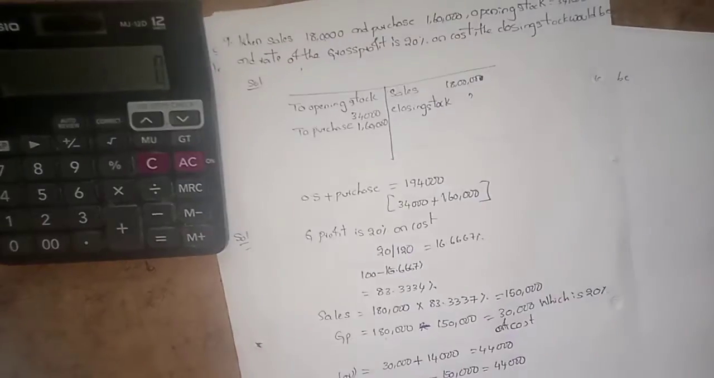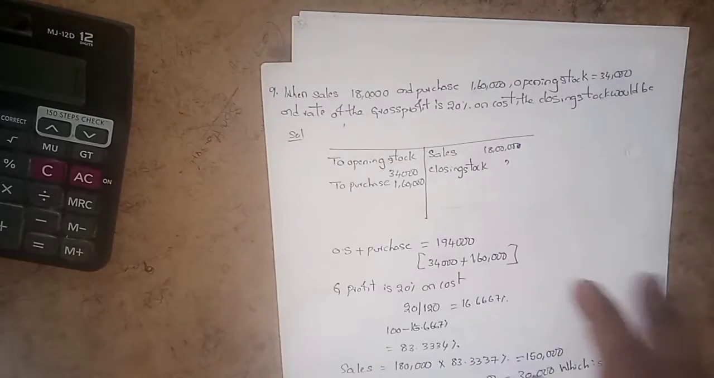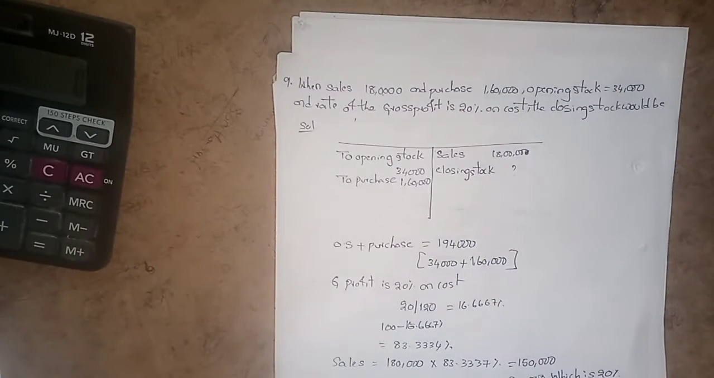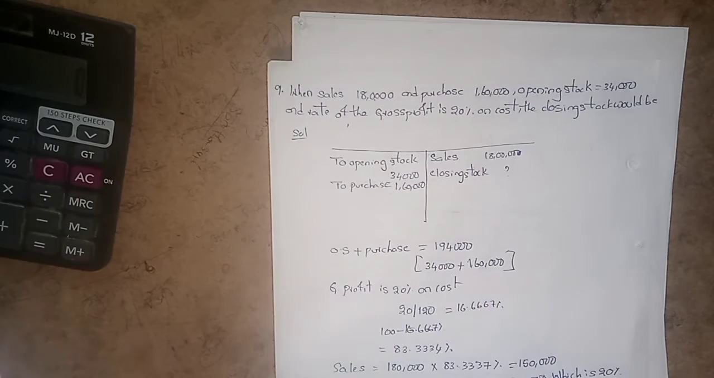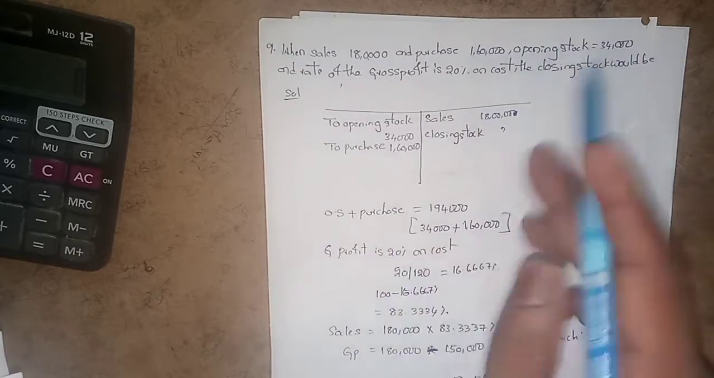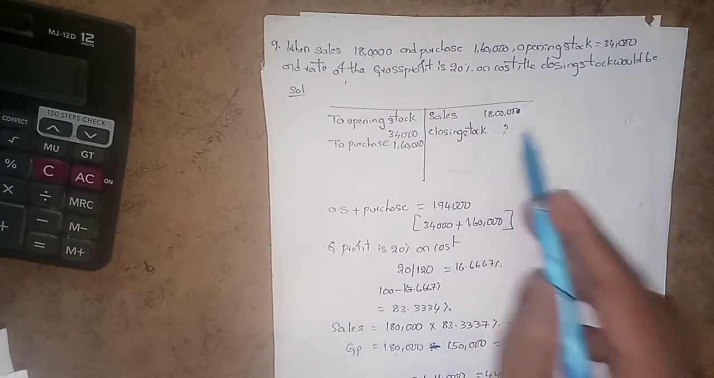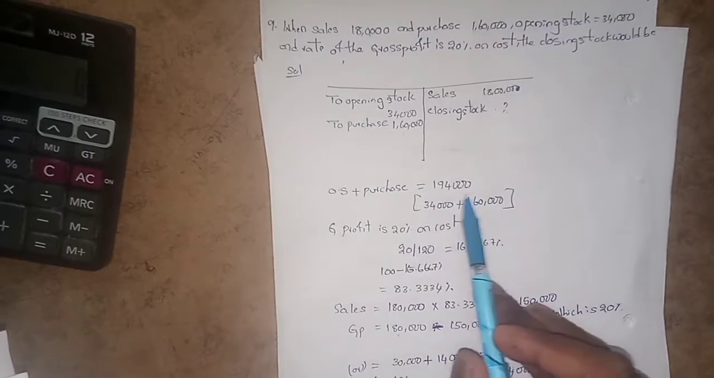So next, ninth problem. When sales are rupees 1,80,000 and purchases of rupees 1,60,000, opening stock 34,000, the rate of gross profit is 20% on cost. The closing stock would be, opening stock 34,000. Just a simple trading account. We need to find out the closing stock here. So opening stock plus purchases equal to 1,94,000.